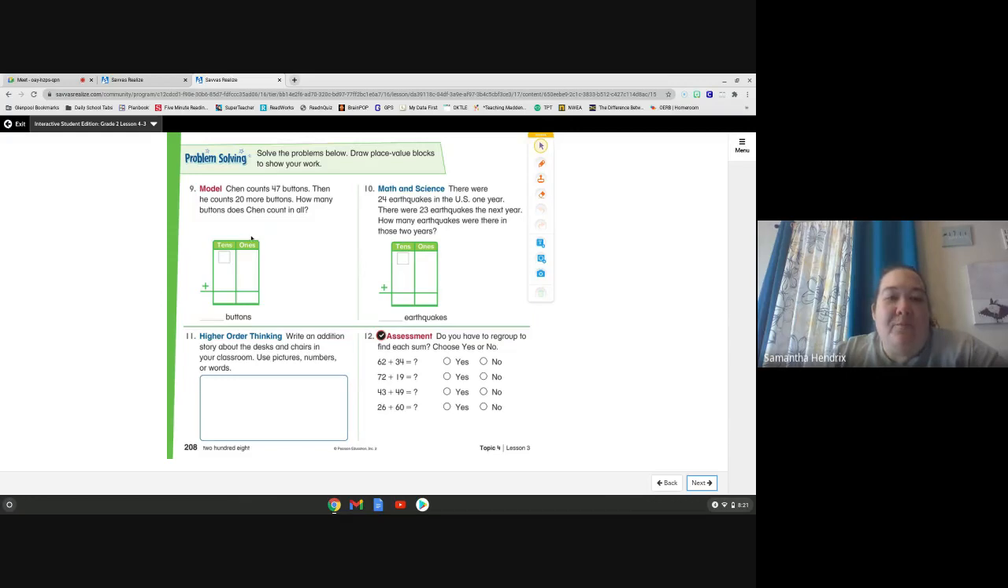We don't start that before. Okay. Chen counts 47 blocks, then he counts 20 more. How many buttons does Chen count in all? So we get our pencil and we write 47 under here. Don't write the 7 up here. It's under here. Plus 20. 7 plus 0 is what? 7. 4 plus 2 is? You don't always have a carryover. You don't always regroup, okay? 67 buttons in all is what he counted.